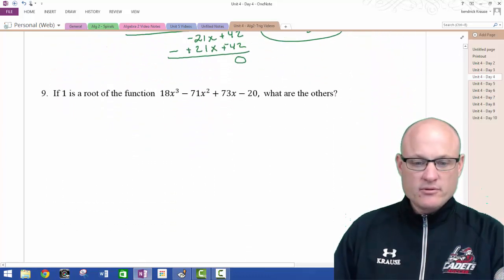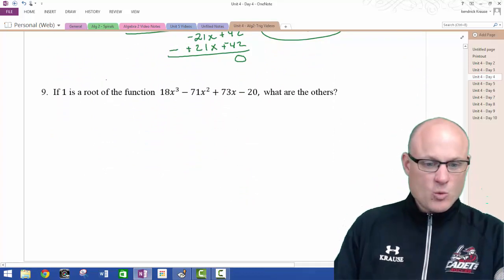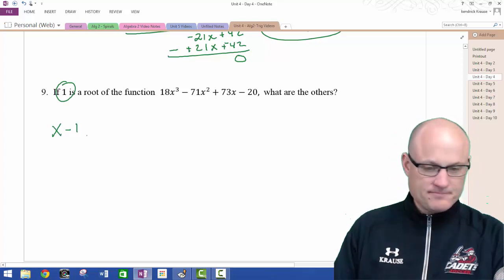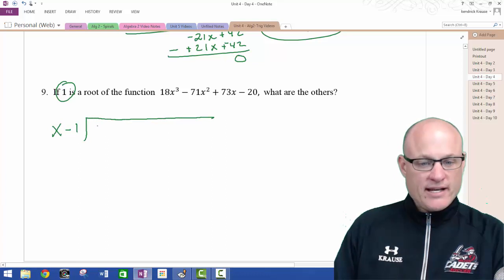One left. Ooh, this one looks tough. 1 is a root. That means a factor is x minus 1. I'm not going to lie, that 18x cubed just scared me. I'm thinking, those are huge, humongous numbers. I'm not going to be able to handle it. I'm scared. I can't do it. I'm going to make a dumb mistake.